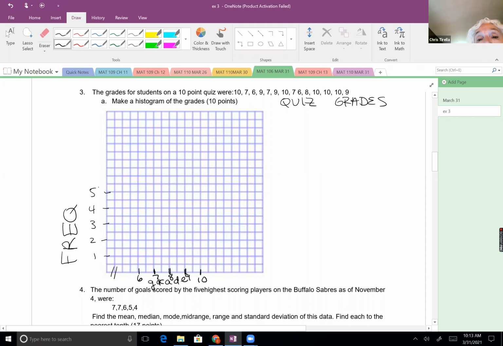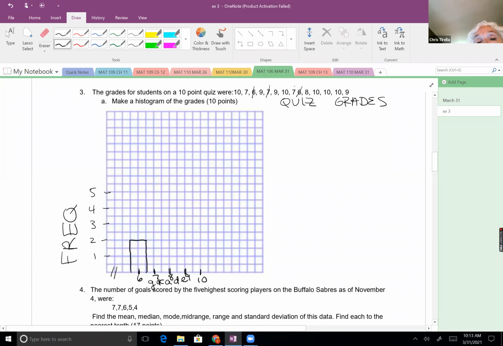And then let's count how many 6s there are. 1, 2. So centered around the 6, I'll have a bar of height 2. Realize the 6 is the middle of my bar, and I'm going from 5.5 to 6.5 with that bar because I want my bars to touch.